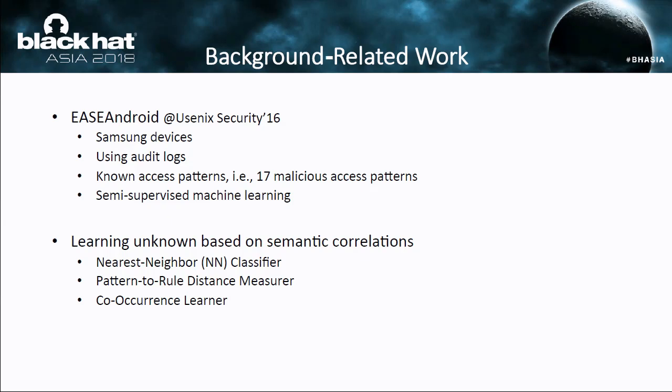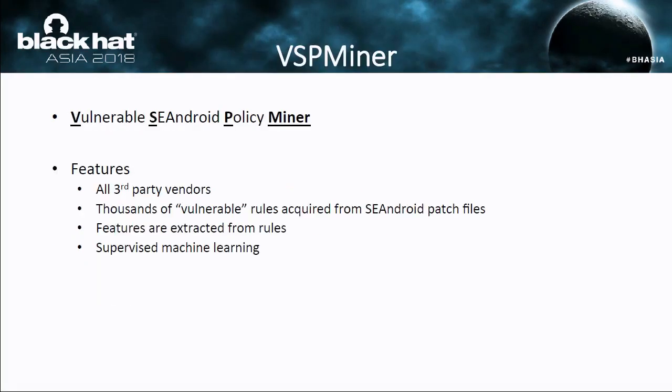First, they use the nearest label classifier. This is very simple, right? So I will not explain. The second is the pattern to rule distance measure. It measures the similarity between the rules defined by the policy engineer and the malicious access patterns. And the last one is co-occurrence learners. This is based on an observation that if an attack wants to exploit some vulnerabilities, it will also contain a series of operations, and so they want to find the relationships in the series of operations. This is their main technique. And different from the previous works, we present a new tool called VSPMiner.